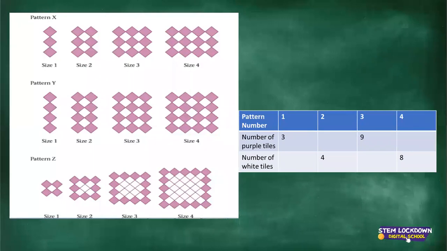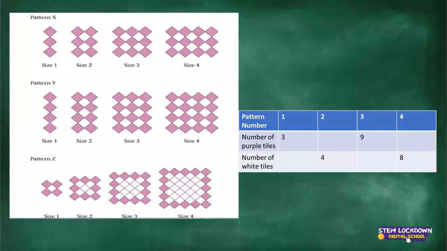So you have 13 white tiles plus 12 purple tiles on size 3. To be able to get that, you take the 12 plus the 13, you add it together, and on size 4, you have 25 white tiles.